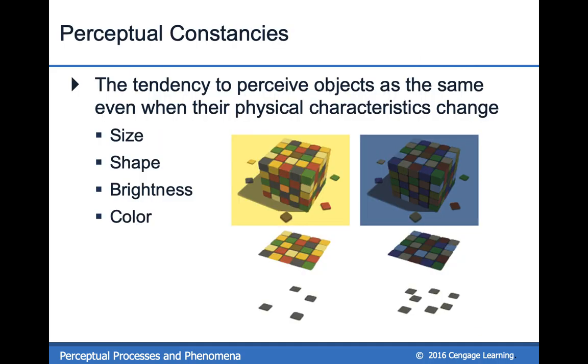All right, so perceptual constancies. We have the tendency to perceive objects as the same even when their physical characteristics change. This works for size, shape, brightness, and color. If we look at what looks like the dark blue shapes here and the yellow shapes here, if we pull these down, they're actually the exact same color, but because the context lighting has changed, we perceive them differently.